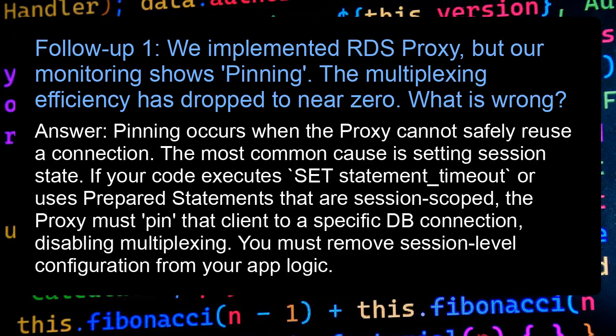Follow-up 1, we implemented RDS Proxy, but our monitoring shows pinning. The multiplexing efficiency has dropped to near 0. What is wrong? Answer: pinning occurs when the proxy cannot safely reuse a connection.